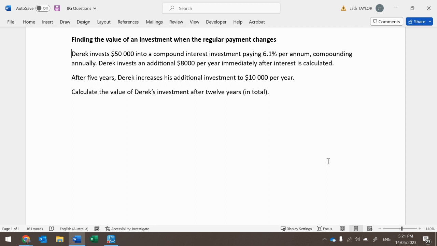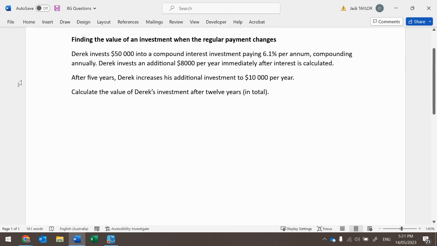So often with these ones, you'll be doing probably two finance solver calculations. The first one being the starting conditions, and then the second being however the conditions have changed. So it might be adjusting the rate or something like that. So have a look at this first one, finding the value of an investment when the regular payment changes.